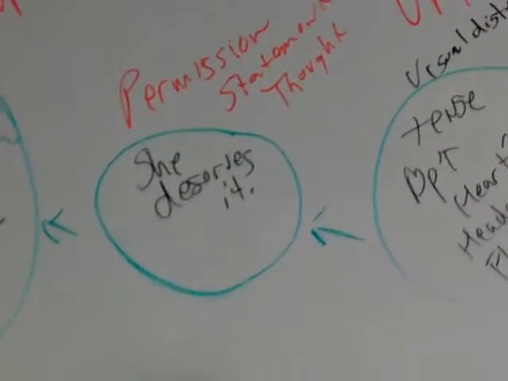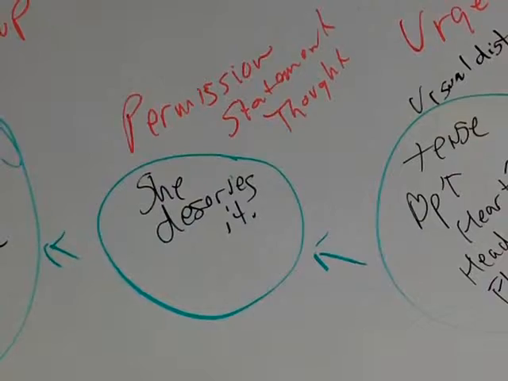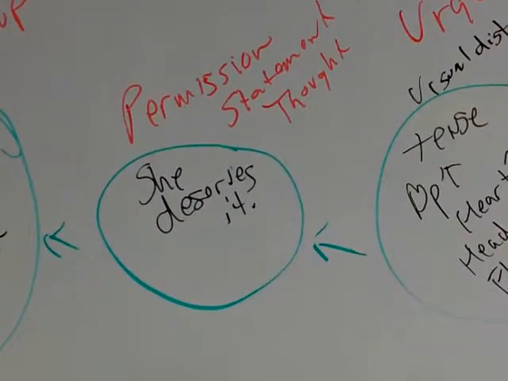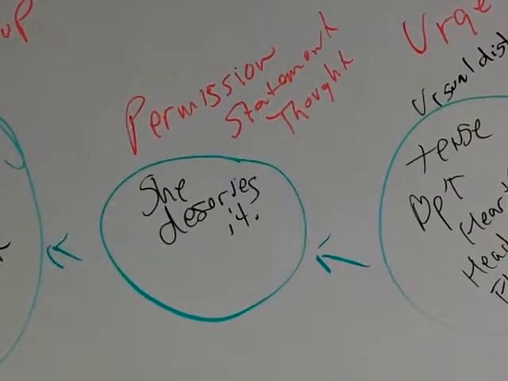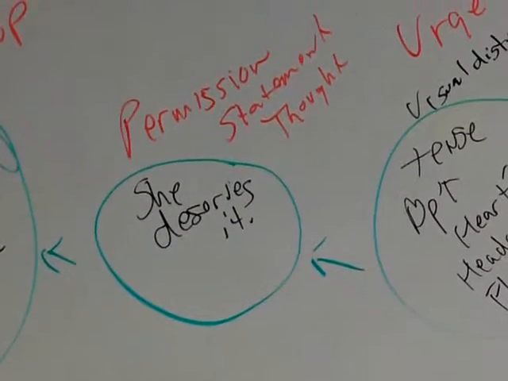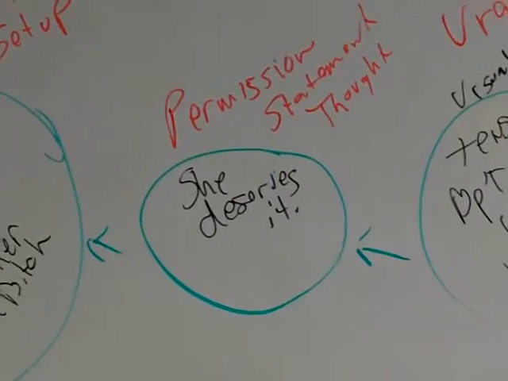Then very next is your permission statement or thought. What is the thought you have that gives you permission to do the fantasy, to do the act? Okay? Well, in this case, it's real simple. She deserves it. She deserves it because she told me I couldn't do something I wanted to do. So she earned it. She deserves it.